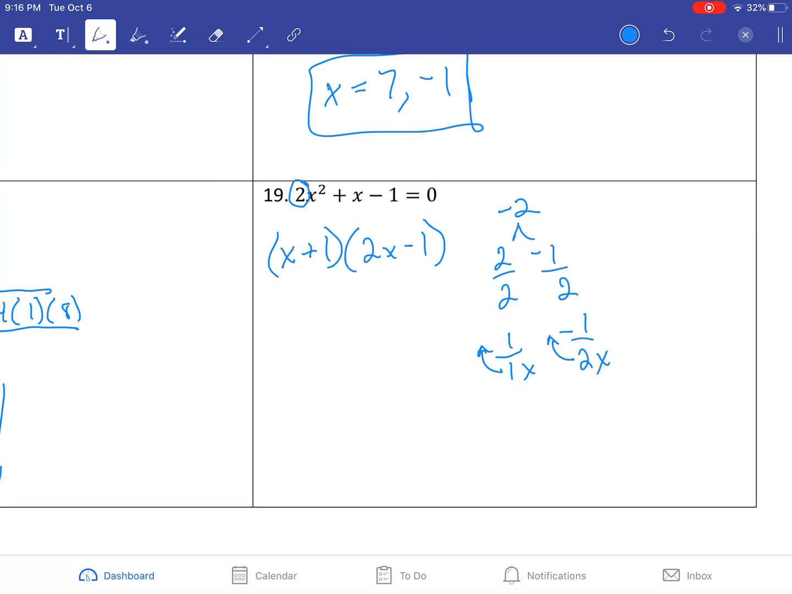We can then take those factors, set them equal to 0, and then solve for x. We'll get negative 1 and 1/2.